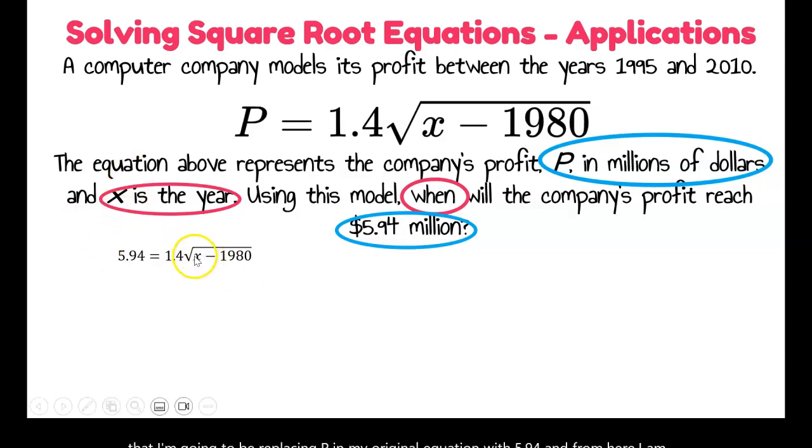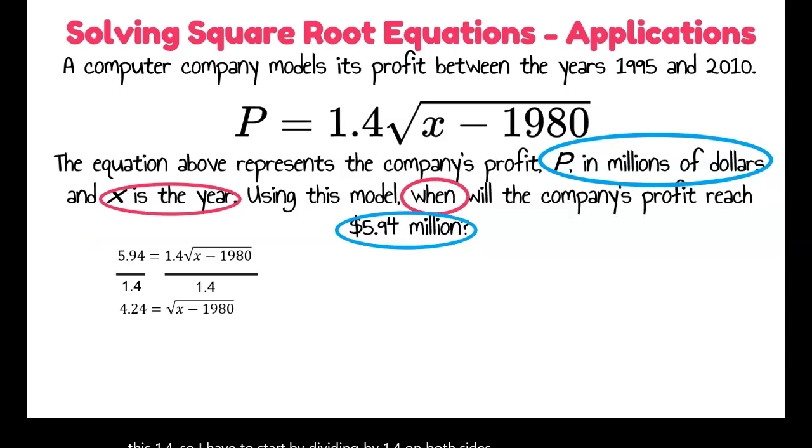So I have a minus 1980, I have a square root, and I have a 1.4. The thing that is furthest away is this 1.4, so I have to start by dividing by 1.4 on both sides. 5.94 divided by 1.4, you can use your calculator for this. It is about 4.24, I rounded it.